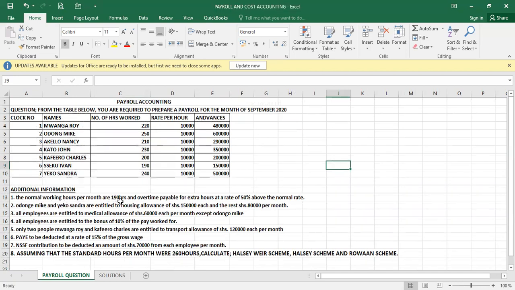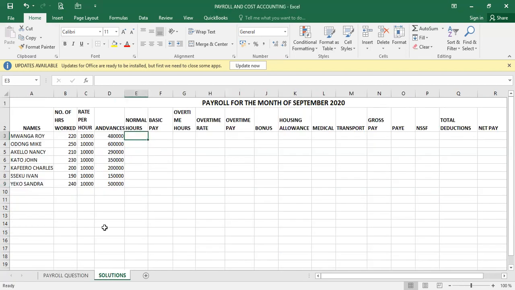They told us that the normal working hours per month are 190 hours. It means those are the number of hours every employee is supposed to work for. So it will be 190. You can double click here so that everything is filled.